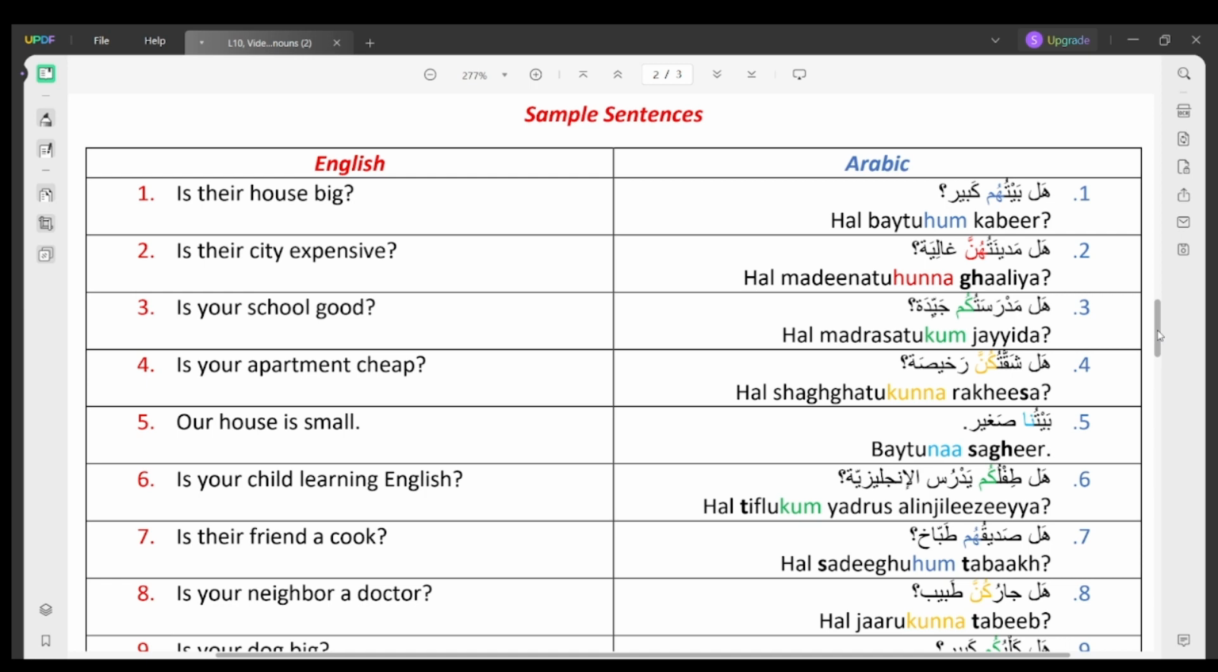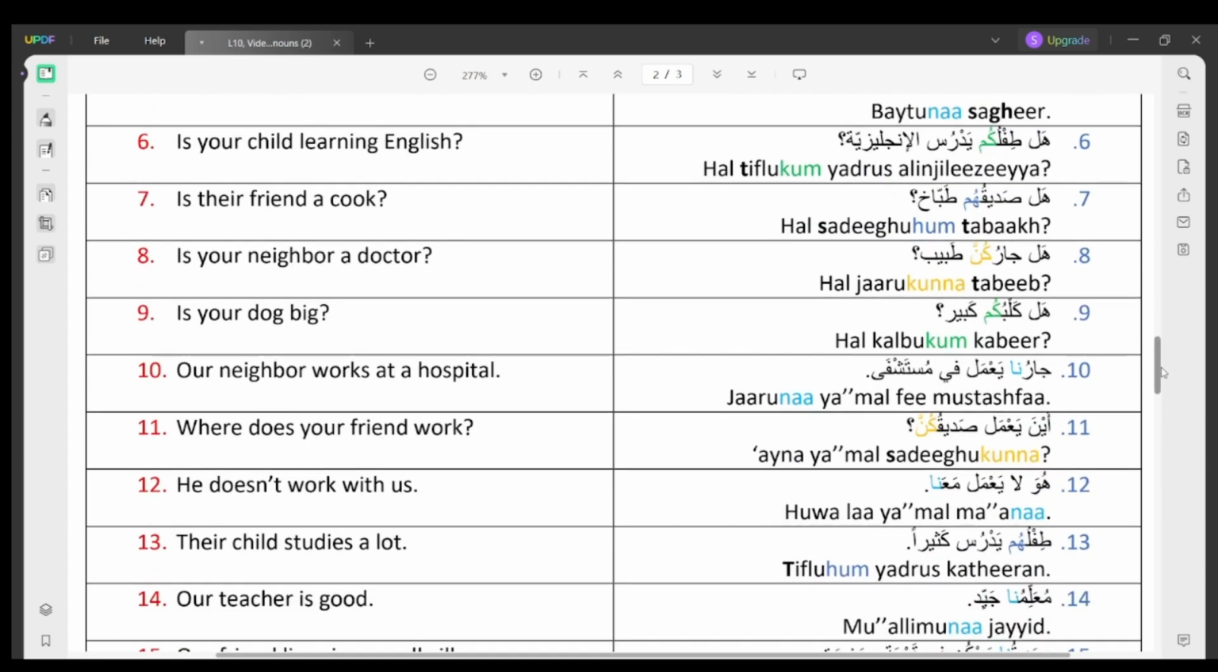Number 6, is your child learning English? Number 7, is their friend a cook? Number 8, is your neighbor a doctor? Number 9, is your dog big? Number 10, our neighbor works at a hospital.